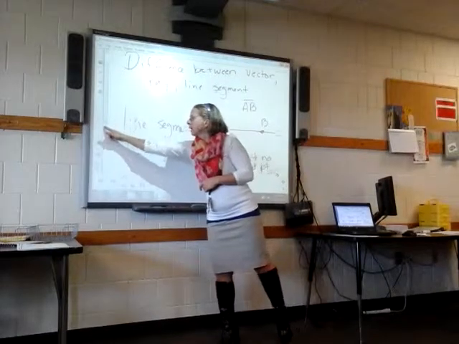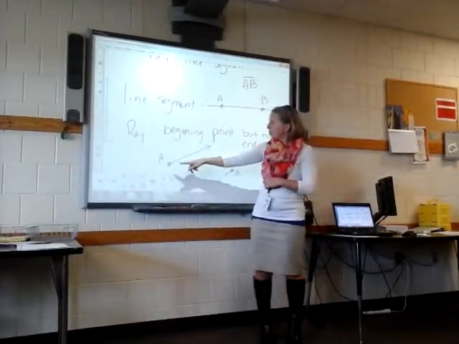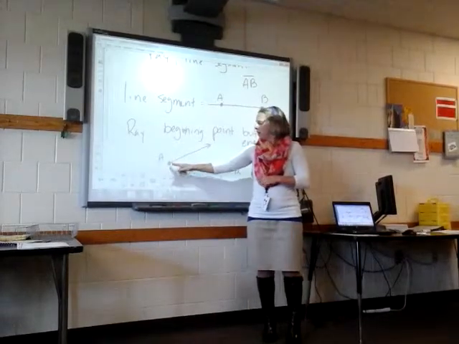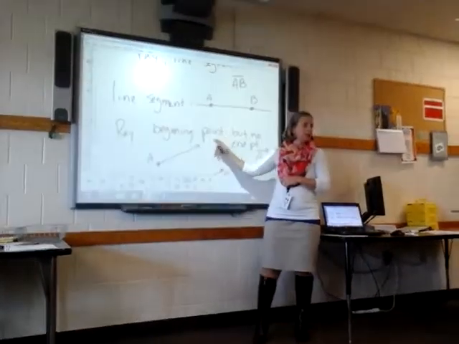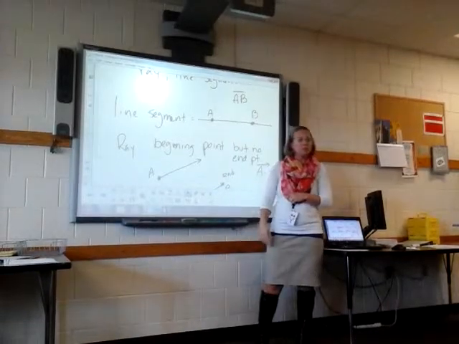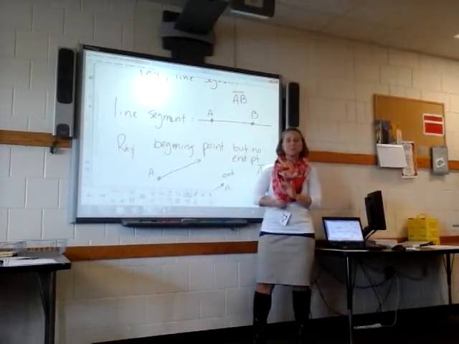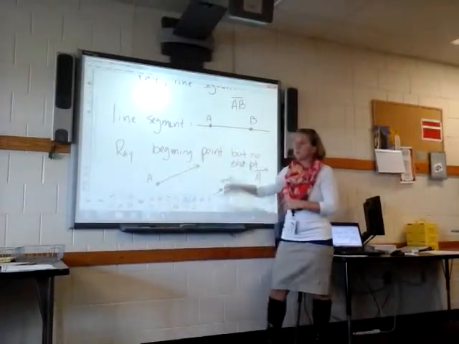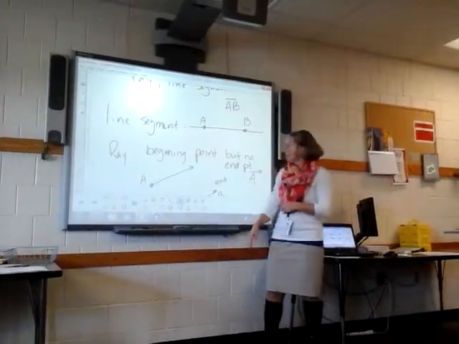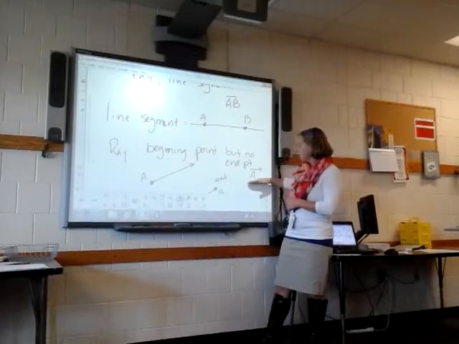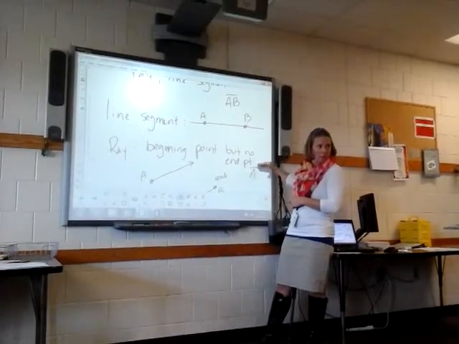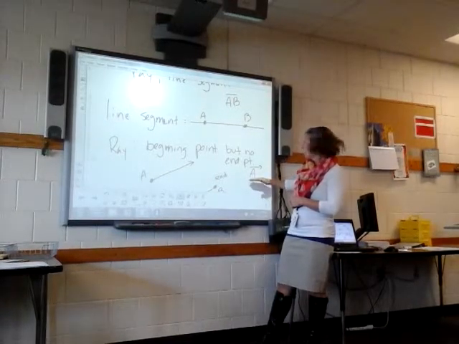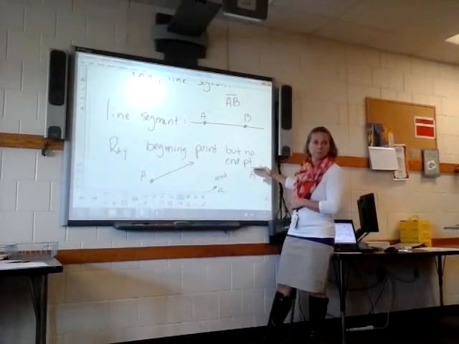The next word is ray. A ray has only a beginning point. After that, a ray has a direction, and it'll continue on in that direction infinitely, forever and ever. It has a beginning point and then continues on in the same direction forever. Its notation is the beginning point, and above it is a line with an arrow. This is the notation for a ray.